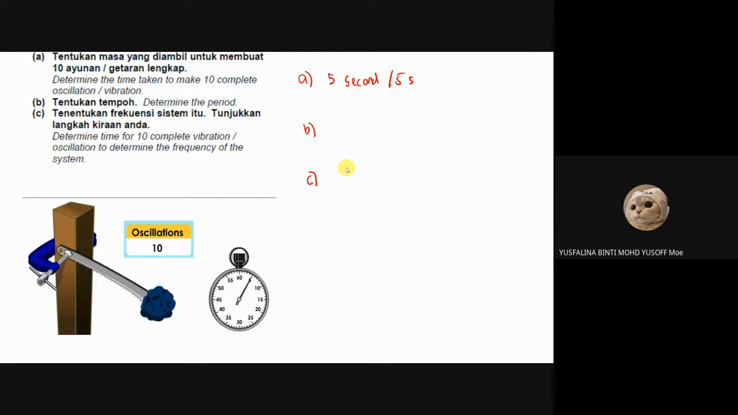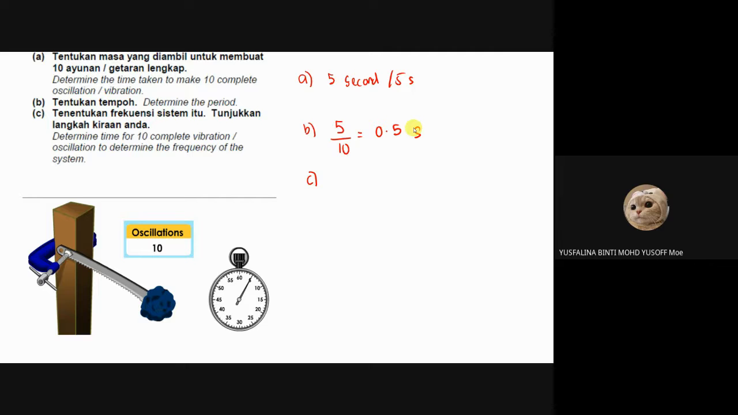0.5 second. Some of you put 2 seconds, some of you put 0.5. Here you can see, determine the period. Period is the time taken for one oscillation, right? So it should be 5 seconds divided by 10. So 5 divided by 10, you get 0.5 second. It means one complete oscillation takes 0.5 second. So the answer should be 0.5.